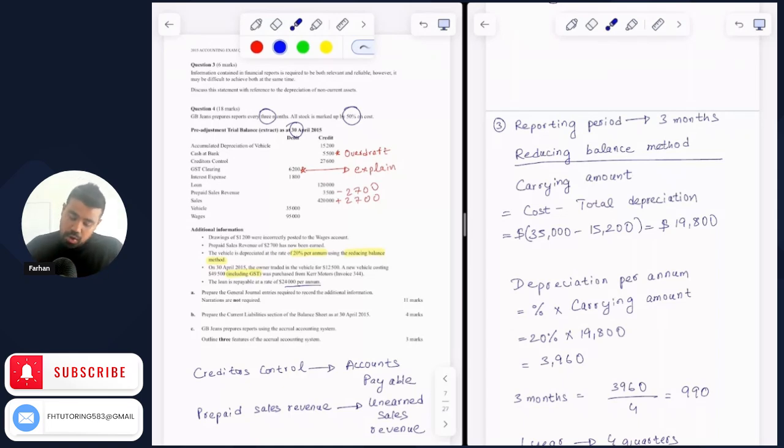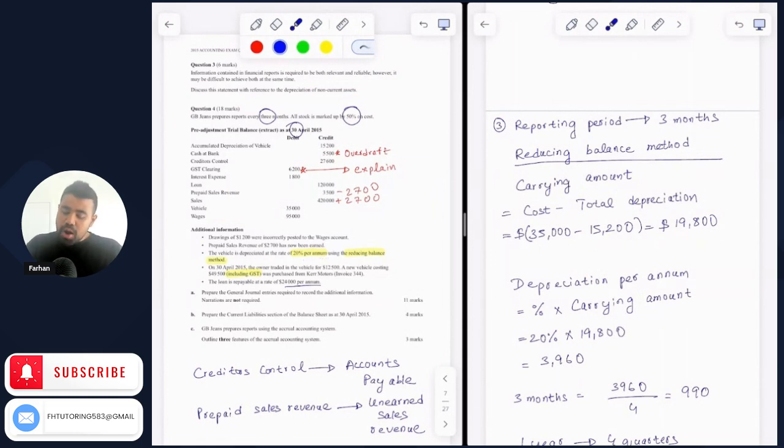All right. So now that you can find the carrying amount, $35,000 in cost minus the $15,200 in total depreciation, we get $19,800 in carrying amount. So if you want to find the depreciation, we are actually calculating the annual depreciation, because the 20% that we are given is an annualized rate, which the question specifically mentions.